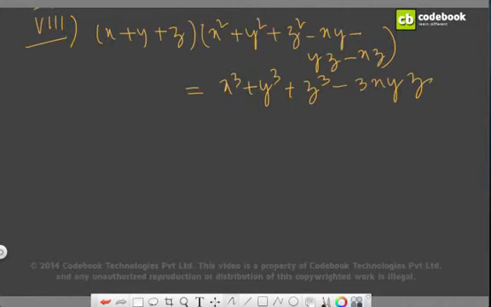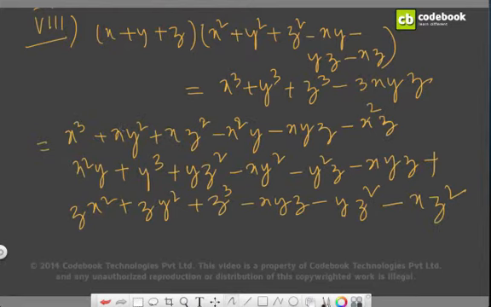The next identity we'll talk about is (x plus y plus z) times (x square plus y square plus z square minus xy minus yz minus xz) is equal to x cube plus y cube plus z cube minus 3xyz. So this is simple. You just multiply the two terms on the left hand side and simplify it. You will end up with this very big algebraic expression, and you can simplify this.